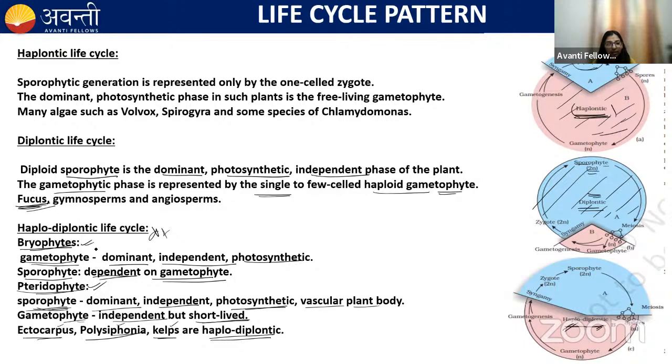So remember, in bryophytes the gametophyte is independent and the sporophyte is dependent. In pteridophytes, the sporophyte and gametophyte are both independent, but the sporophyte is dominant, the main plant body. Remember these differences, okay? These are very important.